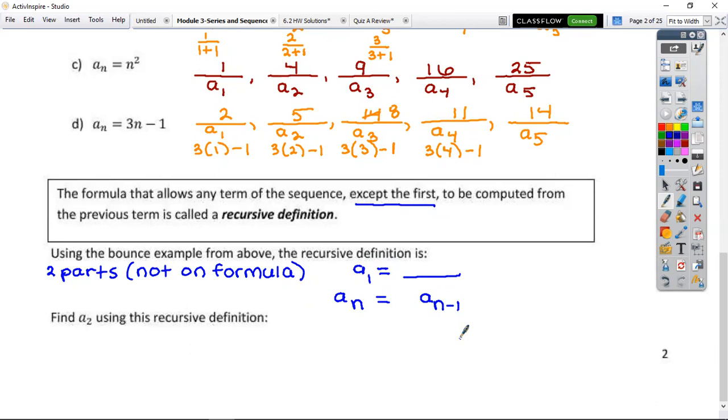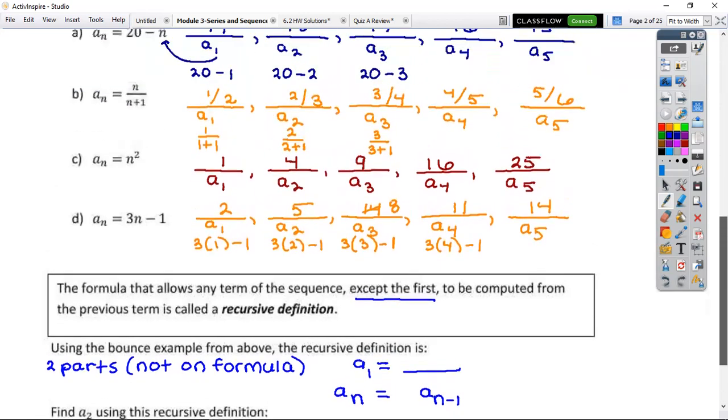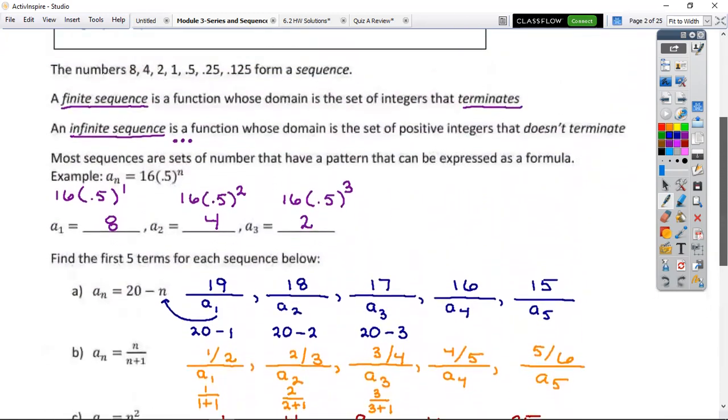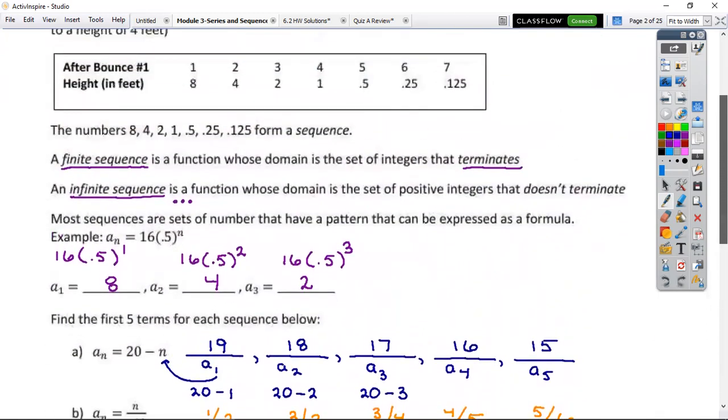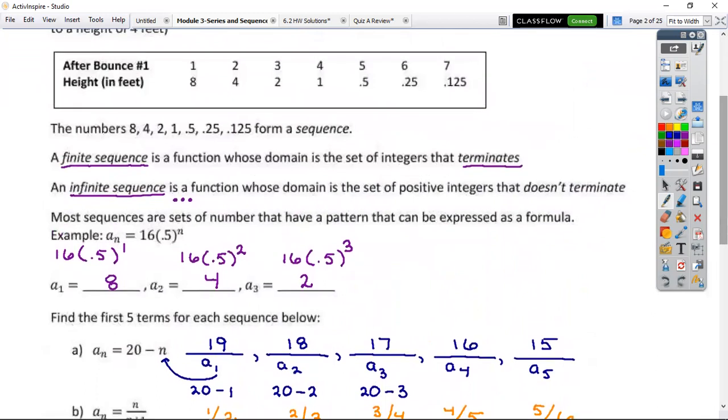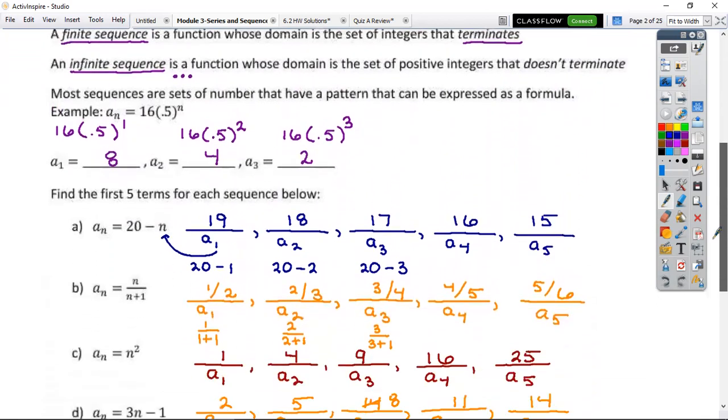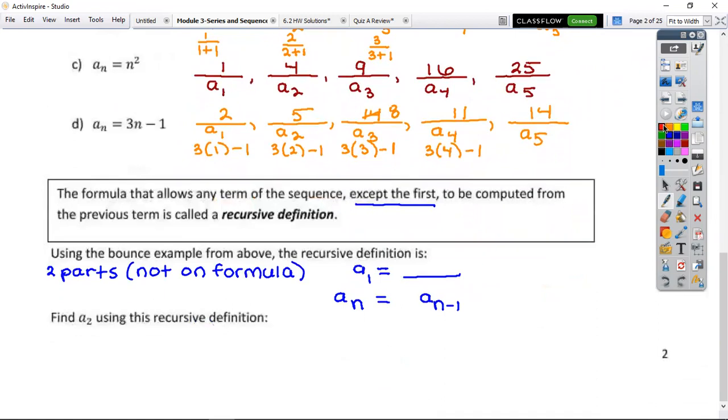So from your bounce example above, what was a sub 1? I think it's in your chart somewhere. A sub 1 is equal to 8. And what was happening here? What were we multiplying these by? 1/2 exactly. So that's what we're going to use. I'm sorry, a sub 1 is 8. And the value I'm multiplying by is x. So the 1/2, you can just place it right in the front if you'd like, or you can attach it at the back.